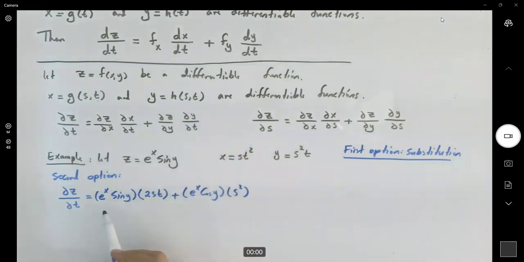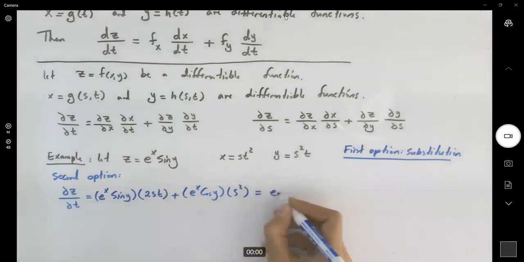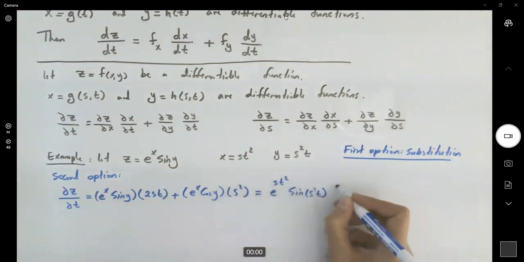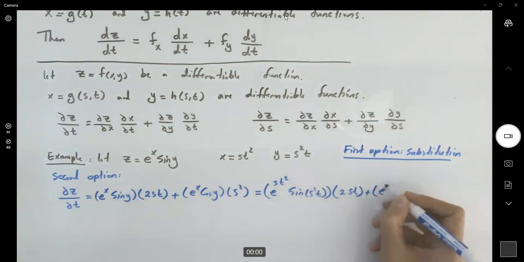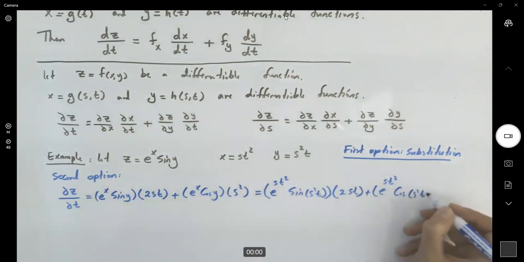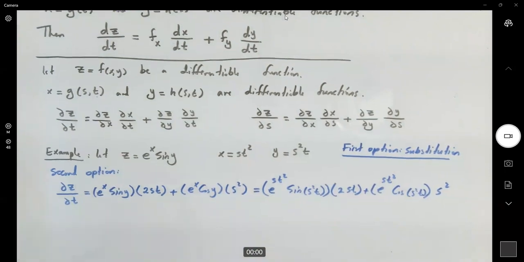Are we done yet? Nope. Why is that? Because we are taking the partial derivative of z with respect to t, but here we have x and y present. It's not acceptable to have these variables. So just do the substitution. E to power s t squared sine of s squared t times 2st plus e to power st squared cosine s squared t times s squared. Simplify if it's necessary, and if you can, just simplify this more.